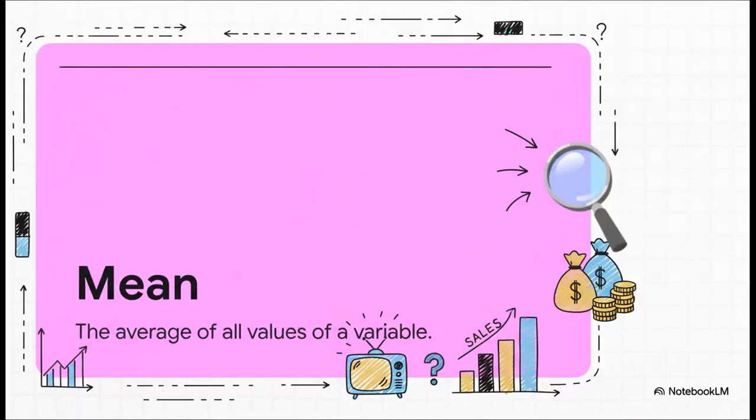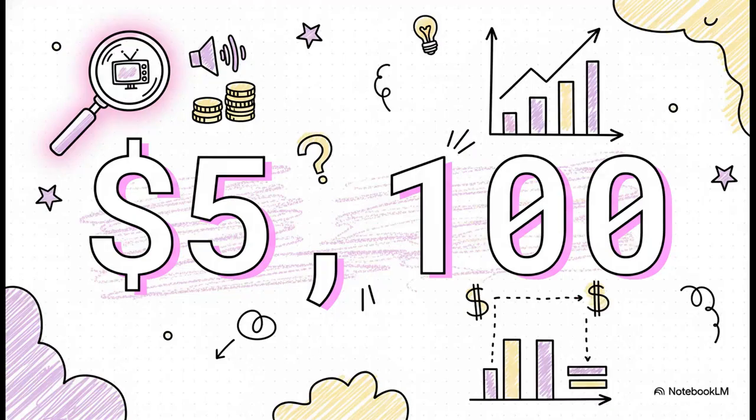Our first tool for the job is the mean, which you almost certainly know as the good old average. It's really straightforward. You just add up all the values for a category, in this case all of the weekly sales figures, and then you divide that big number by the total number of weeks. And bam, that gives us one single number that represents the typical outcome. So, we run the numbers for our electronics store, and this is what we get, $5,100. This is our first major clue. On an average week, this store can expect to rake in about $5,100. This number is our baseline, our anchor point for the rest of this whole investigation.